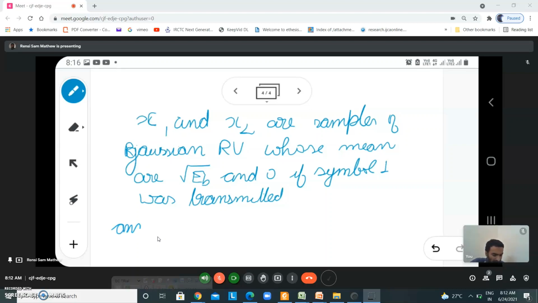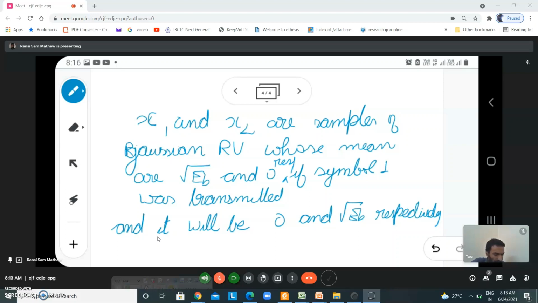And it will be 0 and square root of EB respectively, when symbol 0 is transmitted. Because when 0 is transmitted, remember the coefficient values are 0 comma square root of EB. So the mean value of x1 will be 0, and the mean value of x2 will be square root of EB. So that is why we write these two conditions.